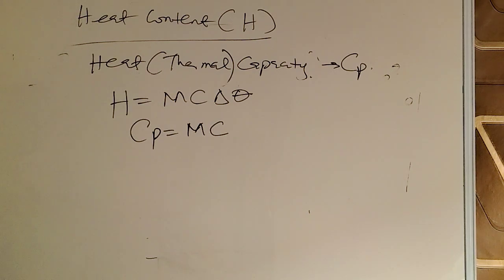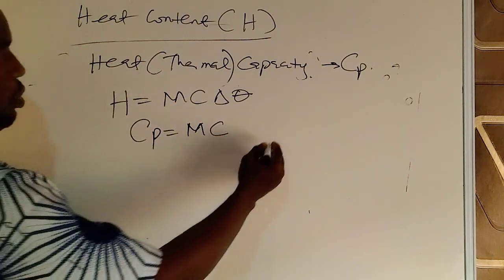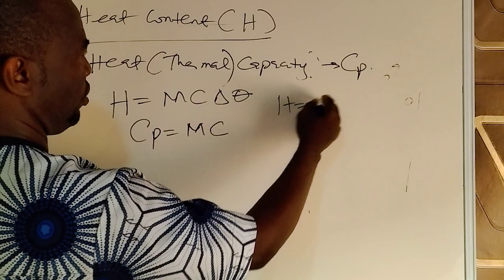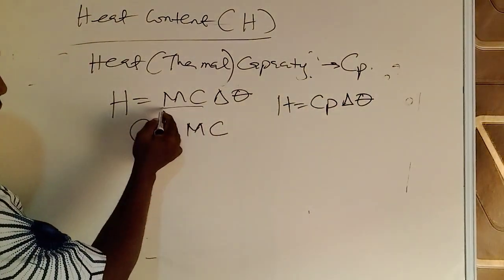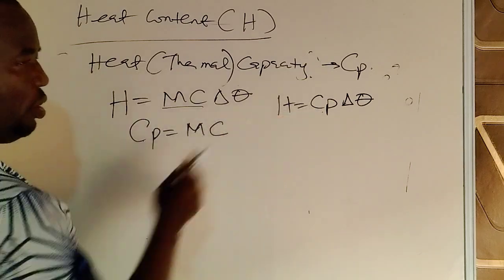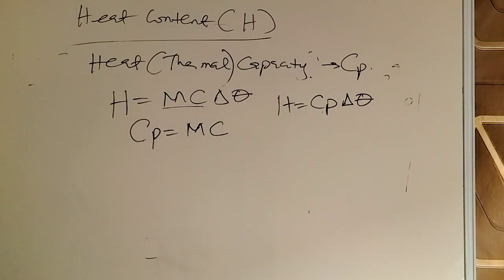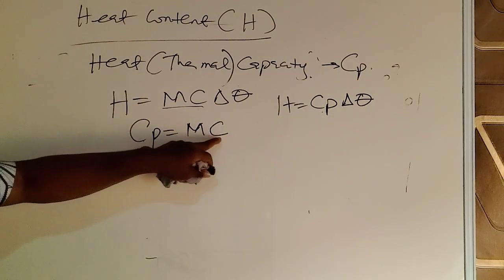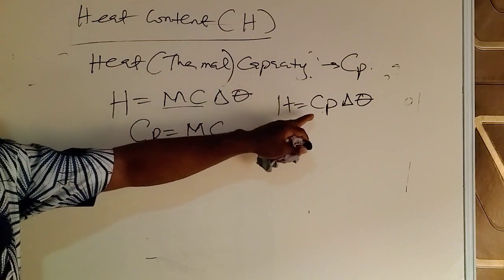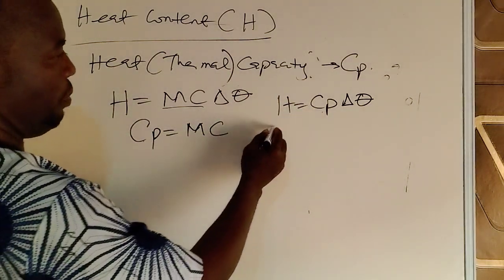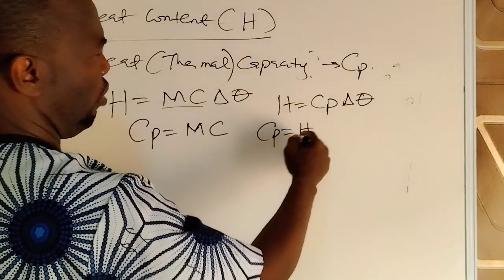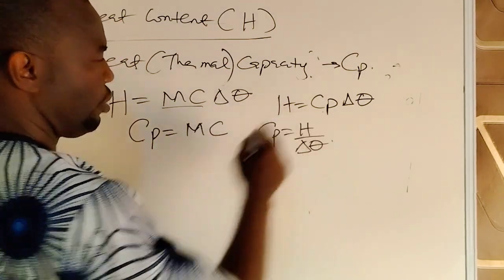So that means I can modify this formula to H equals Cp times change in temperature, replacing mc with Cp. You can get your thermal capacity, or heat capacity, by using mass times specific capacity, or from this formula, you can make Cp the subject. So here, Cp now becomes H over change in temperature.